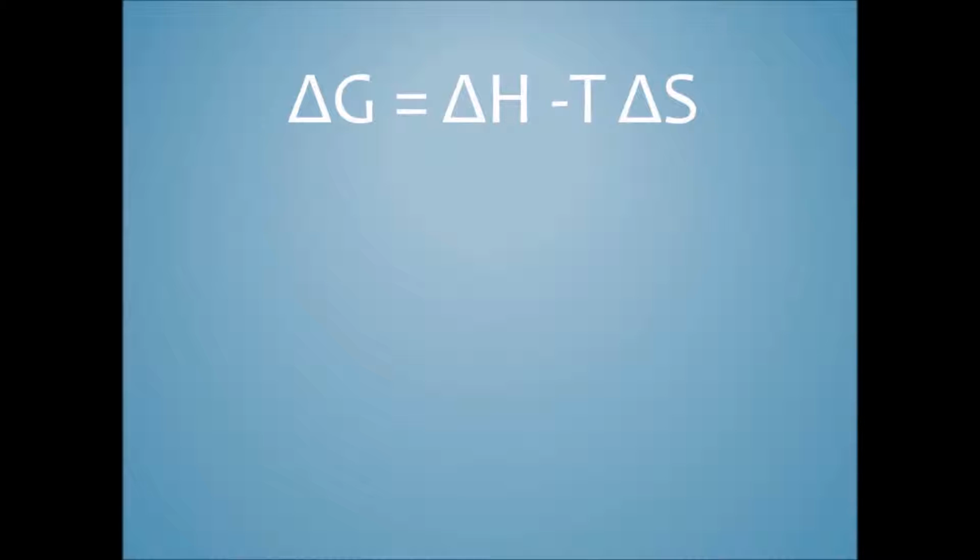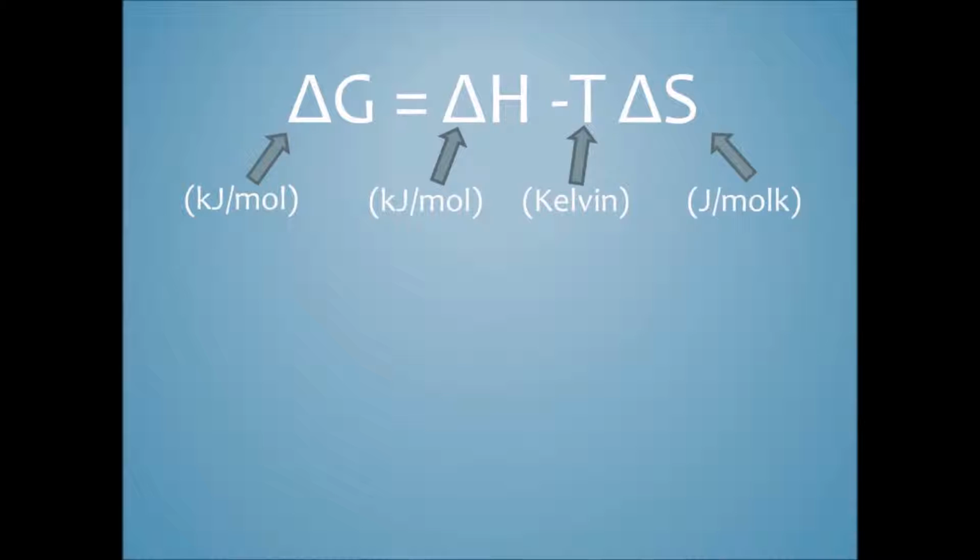And let's start with the units for all of these. As units are a very important part of any mathematical equation, let's start with the units for Gibbs free energy. The delta G is in kilojoules per mole. The delta H is also in kilojoules per mole. The T, or temperature, is in Kelvin. And the delta S is in joules per mole kelvin.